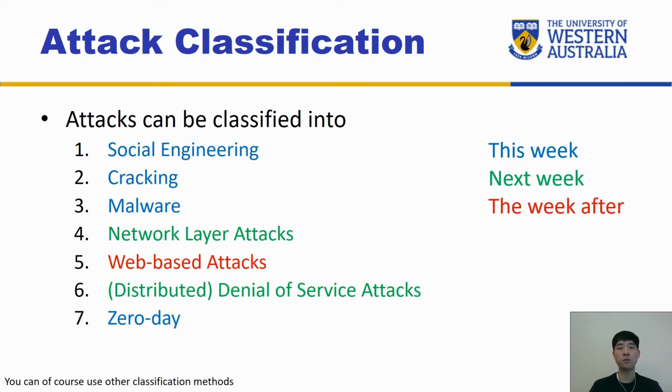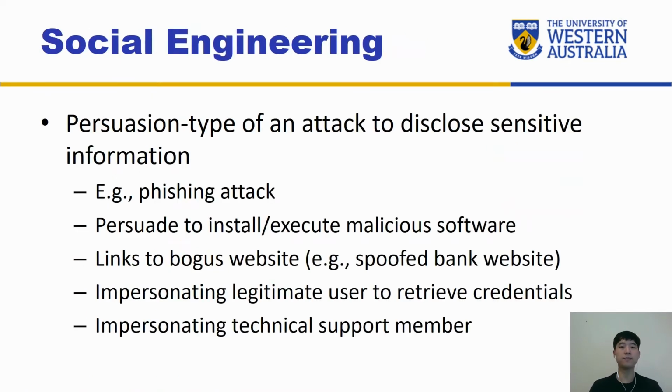We'll look at the network layer attacks and denial of service attacks in next week's series of videos, and we'll look at the web-based attacks the week after. But of course, you can use other classifications, but in this unit we'll use these classifications. Okay, and in this particular video, we'll be looking at social engineering. So social engineering is basically a persuasion type of attack to disclose sensitive information.